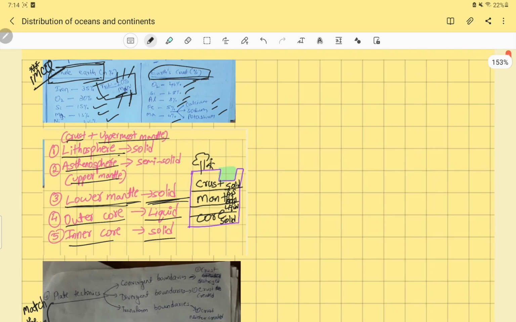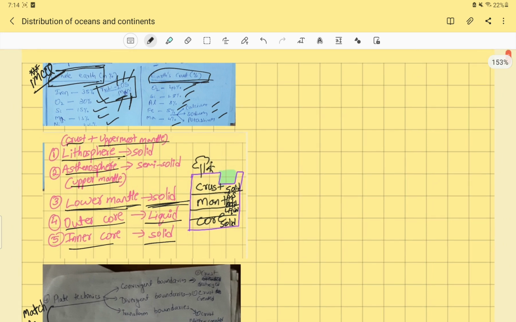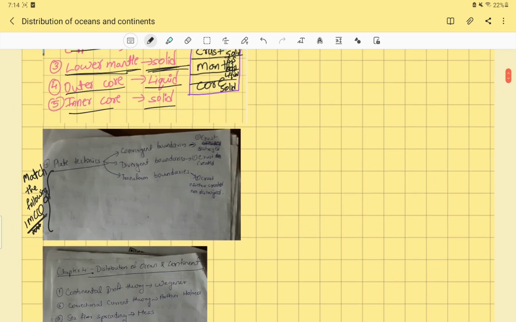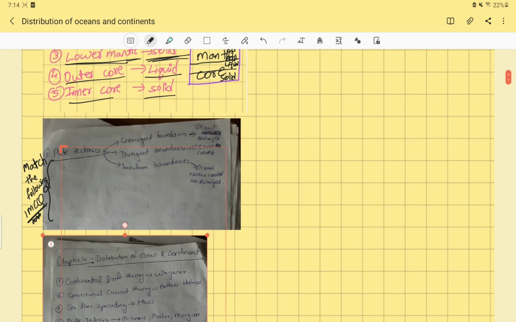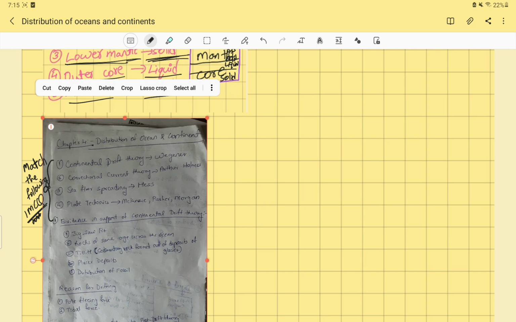So now let's start with our fourth chapter, that is distribution of ocean and continents. This is a very important thing. The first MCQ which can be framed from this chapter is on the distribution of ocean and continents. They may give you a match the following, and there are mainly four theories in the distribution of ocean and continents. Before going to these theories, let's understand.